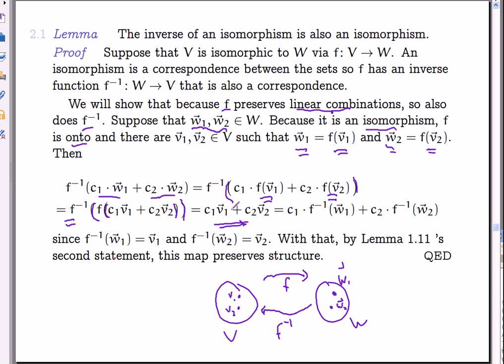Now finally, since I'm trying to prove something about F inverse applied to W's, I want to rewrite this expression in terms of W's. But I remember that W1 is F of V1. That's the same thing as saying F inverse of W1 is equal to V1. And this is the same thing as saying F inverse of W2 is the same as V2.